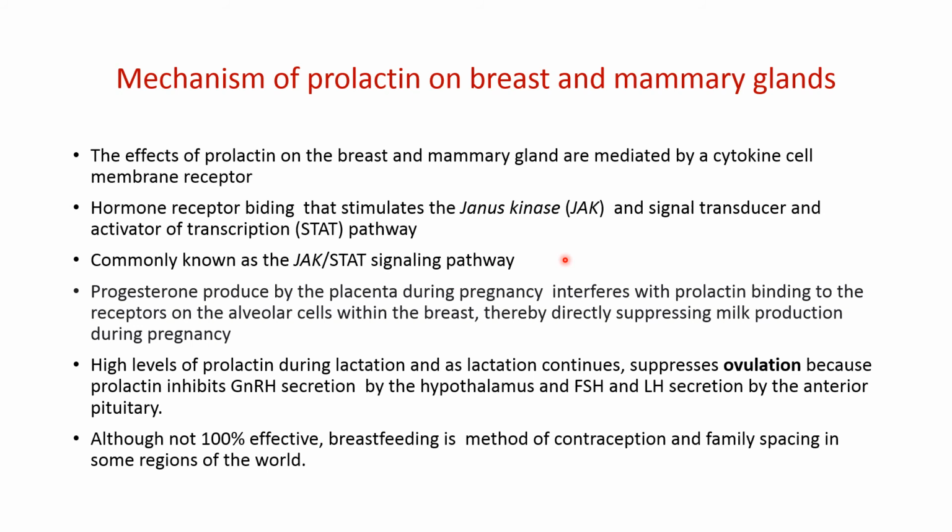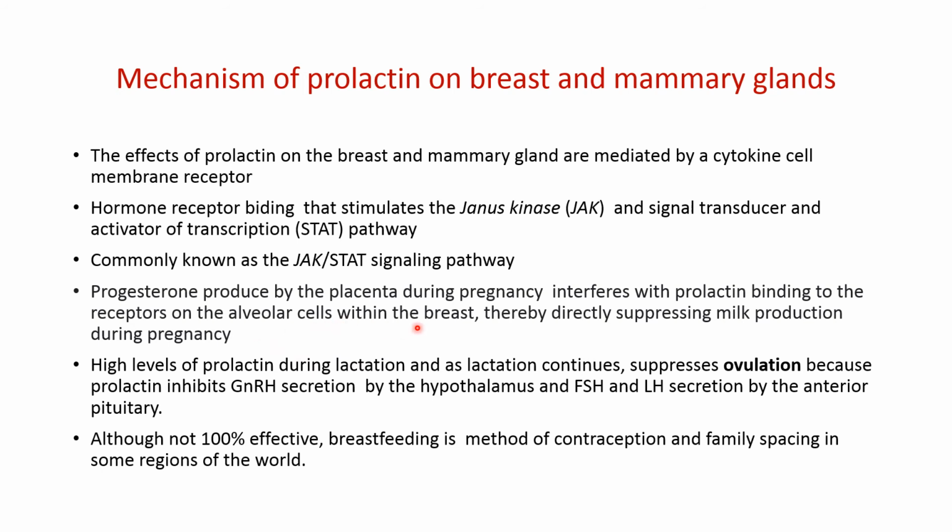That's why you have to understand these things, because when you go and read about prolactin, you know what JAK-STAT means: tyrosine receptor-associated kinases, associated with another kinase, the Janus family, or JAK. Progesterone from the placenta, as I said, interferes with prolactin binding on the alveolar cell within the breast, thereby directly suppressing milk production during pregnancy.